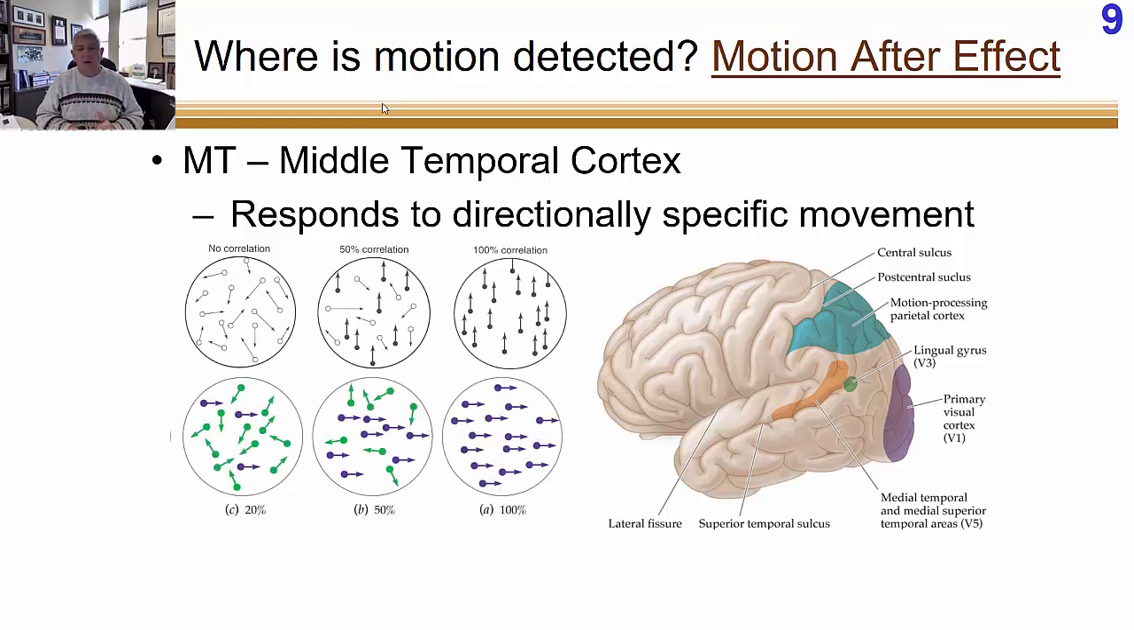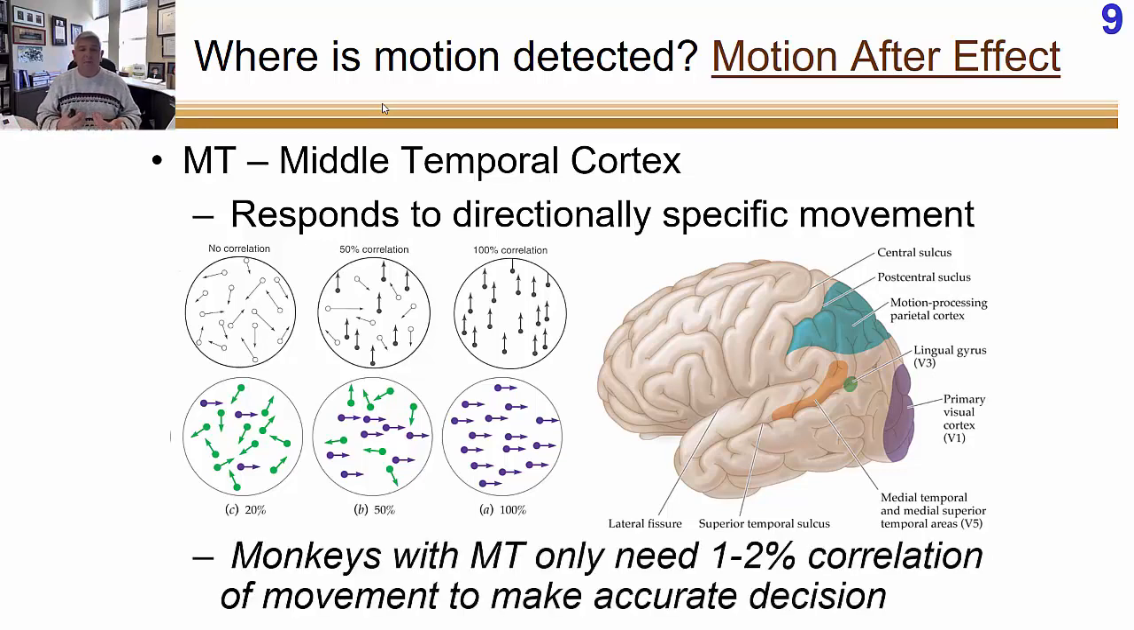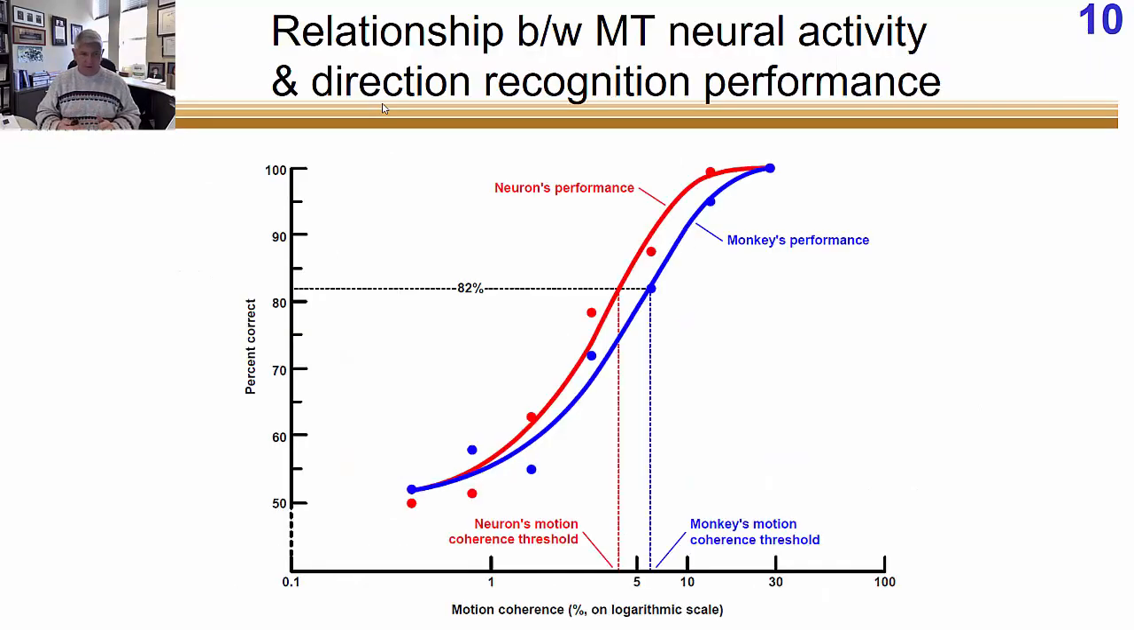And if you remember, we talked about this in the first section, when we started talking about different areas of the visual cortex and what they do in the extrastriate cortex. And we said that monkeys with an intact middle temporal cortex only need 1 to 2% correlation of movement to be able to accurately detect which direction those things are moving. And the benefit of doing this with monkeys, obviously, is that we can go in and measure the neural activity and see how much neural activity is generated by 1 to 2% correlation of movement.